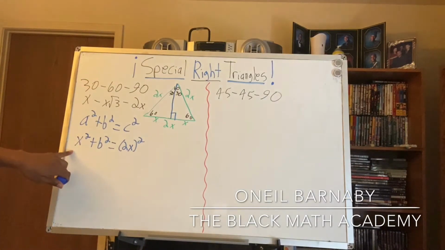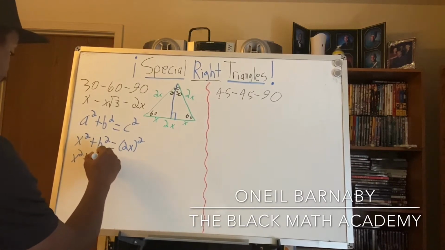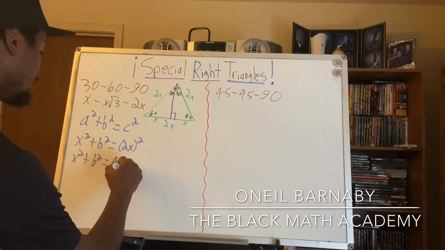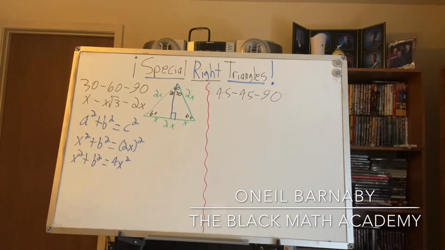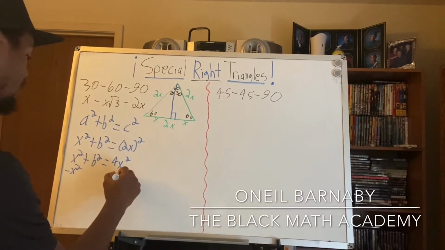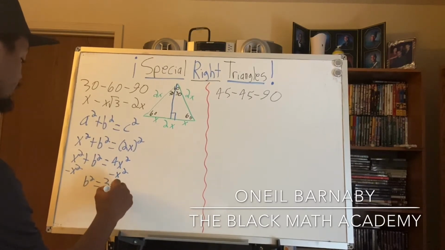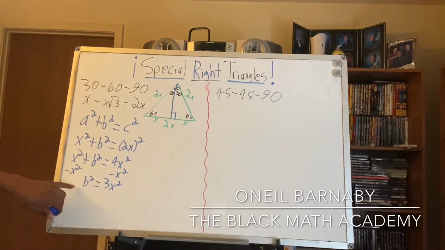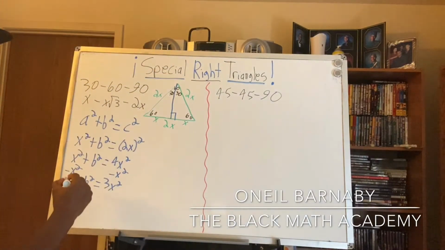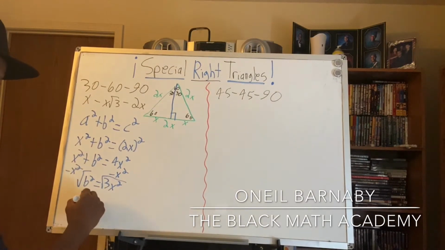So x squared is just x squared, that doesn't change. b squared is just b squared, that doesn't change either. 2x squared is 4x squared. All right, so from here, we subtract x squared from both sides. We get b squared equals 3x squared. And to get b by itself, we have to do the opposite operation of squaring, which is square rooting. So you square root both sides. Square root of b squared is just b.